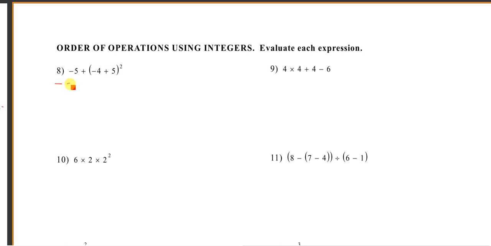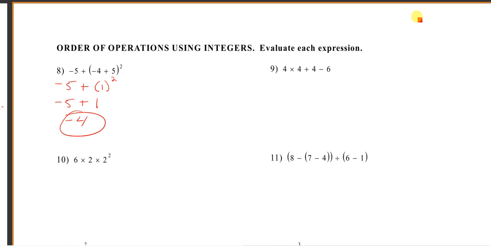So I have a -5 plus a -4 plus 5. That's going to be 1 squared. Now then I'm going to square the 1 because that would be the next step, to do the exponents. 1 squared is 1. Now I have an addition step, a -5 plus 1, so my answer would be a -4.